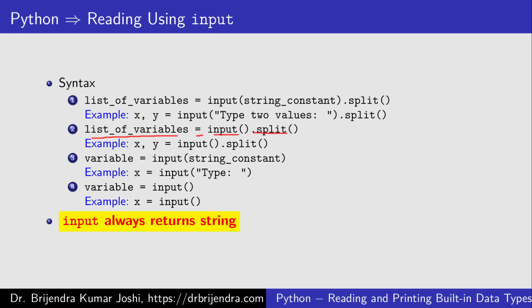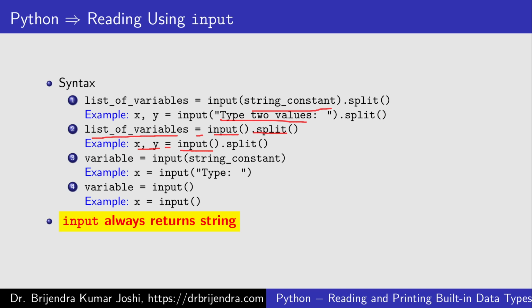It means there is no prompt, there is no string constant like here. So what will it do? Example is x comma y, assignment operator, input, opening closing parentheses, because there is no string constant, dot split. So it will wait for you to type in two values, but it will not print anything onto the monitor before you type.